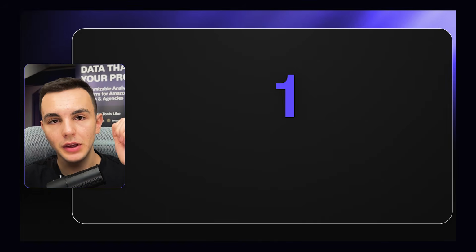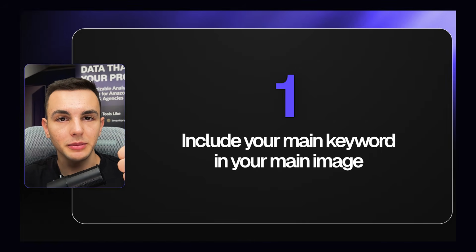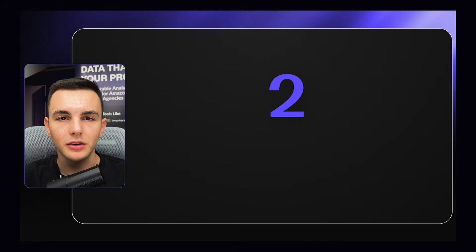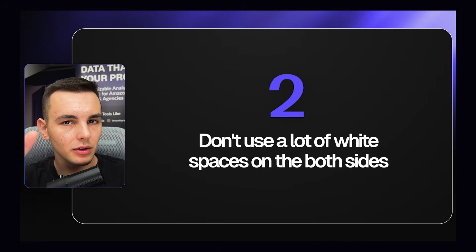So I need to fix my main image. Now with the main image, what can you do? First of all, include your main keyword in your main image. Secondly, don't use a lot of white space on both sides.